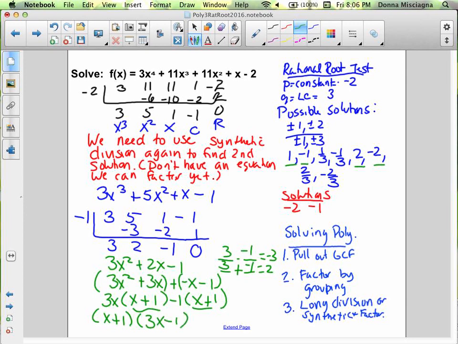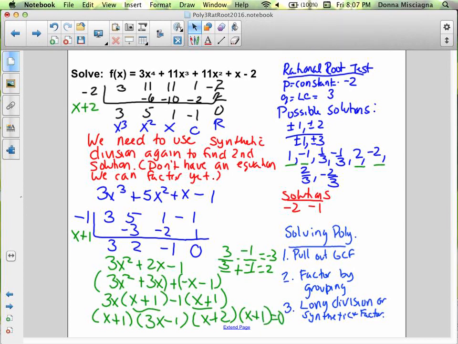And then let us not forget our other two factors. We had negative 1 as a solution. That means we had an x plus 1 as a factor. Negative 2 as a solution. x plus 2 is the factor. So we'll write those other ones in here. x plus 2 and x plus 1. Right? And then we'll write our solutions. So we already have x plus 1. I'll write them down here too. x plus 1 is 0. x equals negative 1.